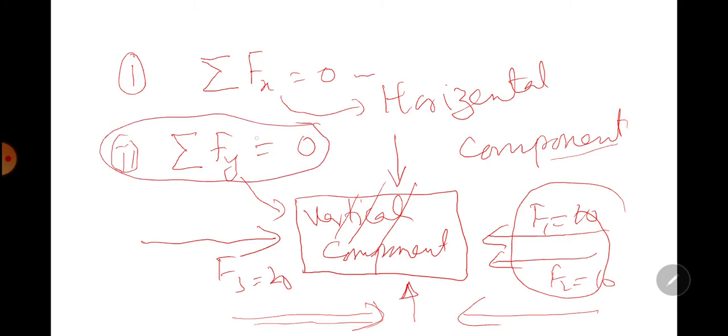Otherwise, upward force is equal to downward force, which is the second part. The first part states that the sum of forces acting in the rightward direction will be equal to the sum of forces acting in the leftward direction. So the first condition consists of two parts. The statement of the first condition is that the sum of all forces acting on a body must be equal to zero. The sum of horizontal components of force must be equal to zero, and the sum of vertical components of force must also be equal to zero. Then the body is said to be in equilibrium, linear equilibrium.